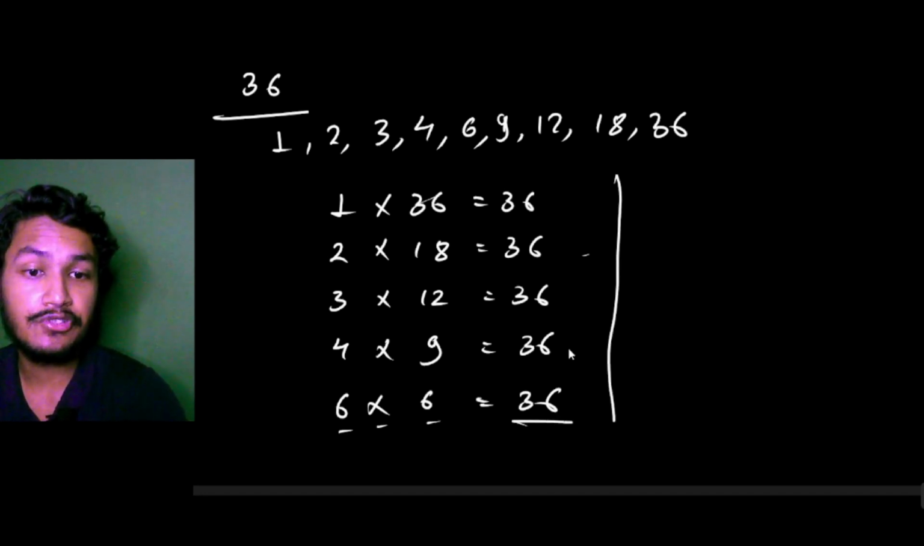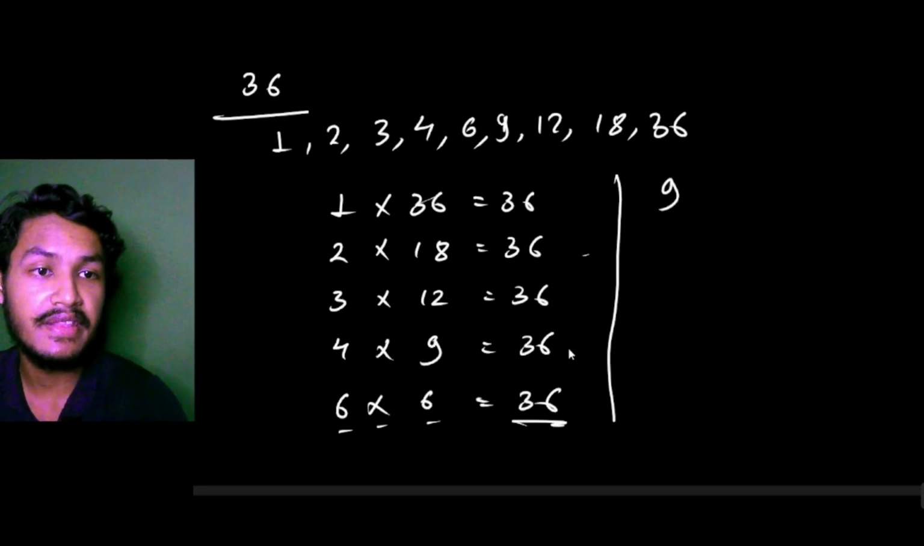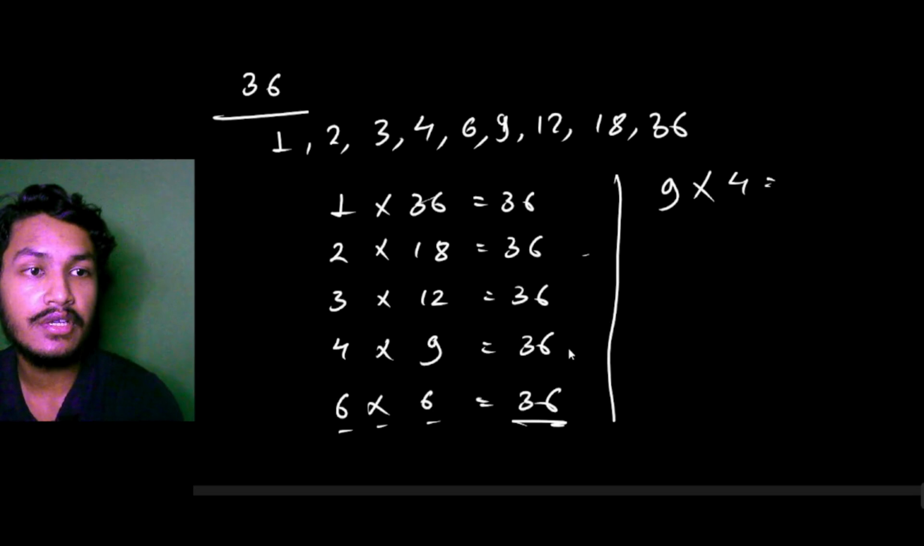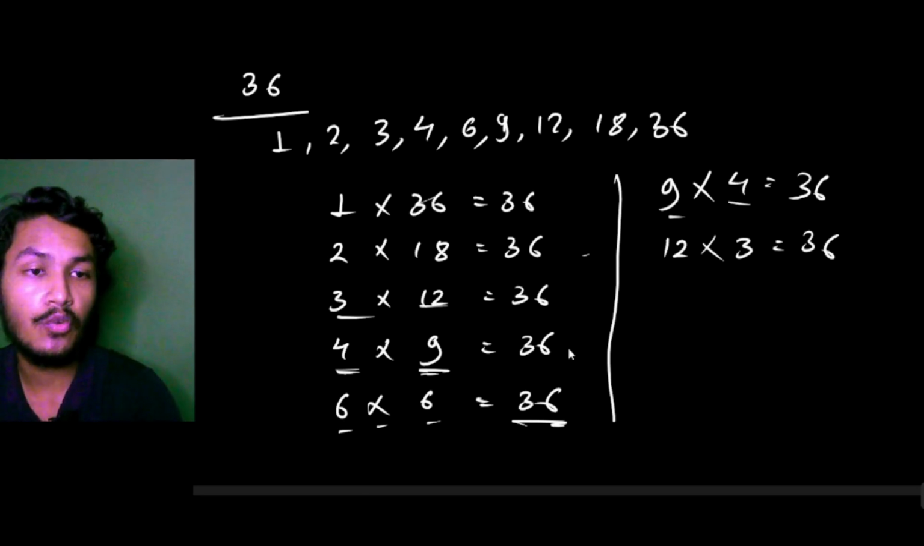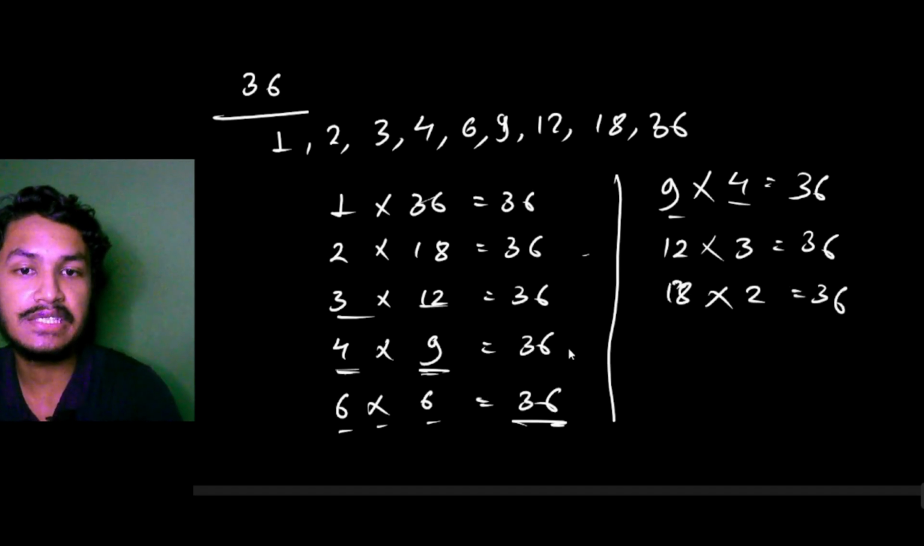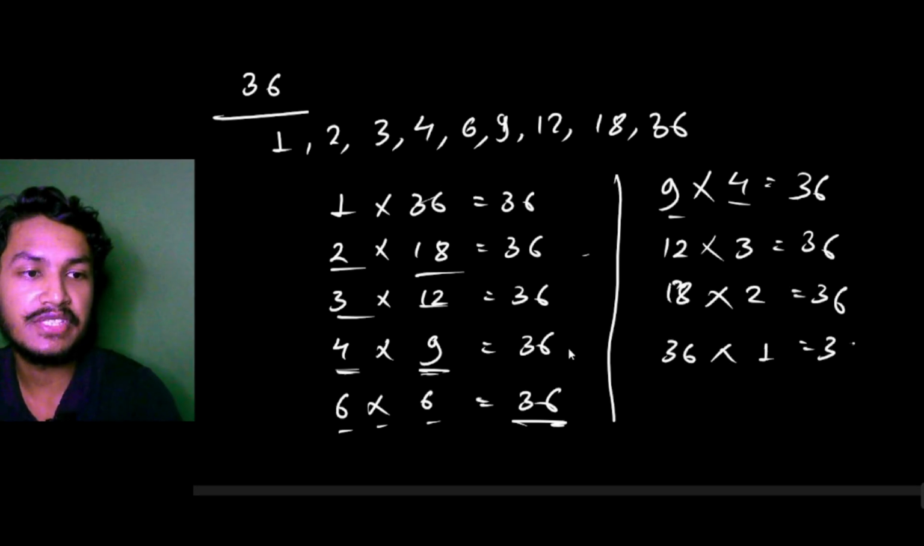6 into 6 equals 36, and then you will see 9 into 4 equals 36. Just the reverse of this: 4 into 9, we are writing here 9 into 4, and then you will see 12 into 3, 36. All right, reverse of this. Then 18 into 2, which is 36. Reverse of this. And then 36 into 1, which equals 36.